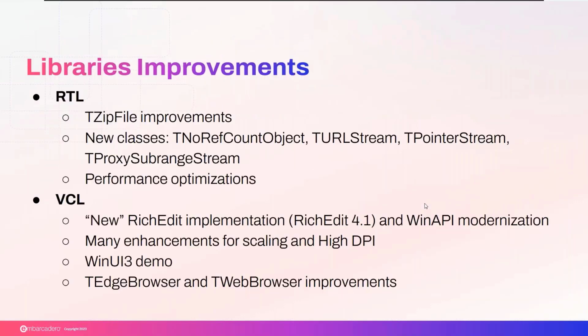And library improvements and runtime libraries. We have the TZipFile improvements, new classes created. You have the list there. And obviously performance optimizations. On the VCL side, we have a new rich edit implementation, which we call rich edit 4.1. That is more compliant with the modern Win API, so you can use a few extra features in the rich edit.